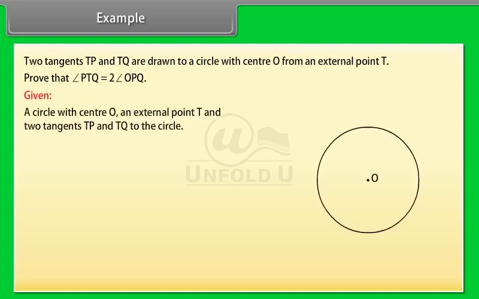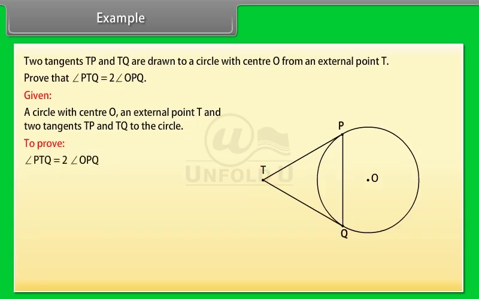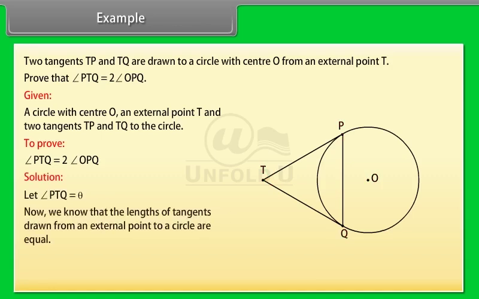Example. 2 tangents TP and TQ are drawn to a circle with center O from an external point T. Prove that angle PTQ is equal to 2 angle OPQ. We are given a circle with center O, an external point T and 2 tangents TP and TQ to the circle where P and Q are the points of contact. We need to prove that angle PTQ is equal to 2 angle OPQ. Let angle PTQ be equal to theta. Now from the theorem of tangents we know that the lengths of tangents drawn from an external point to a circle are equal. Therefore, TP is equal to TQ.